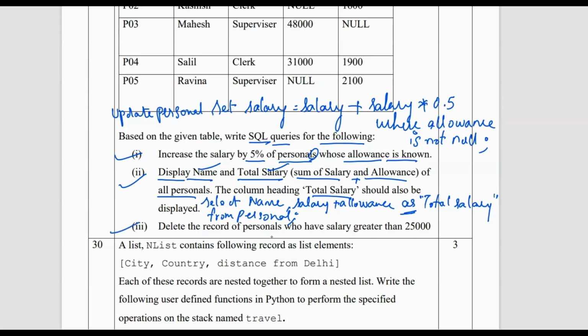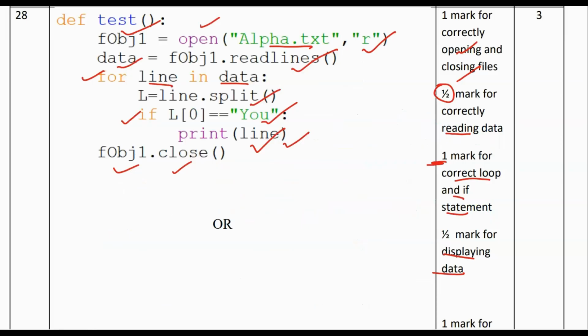Then the third question: delete the record of personals who have a salary greater than 25,000. What is the name of this command? The delete command. You should write delete from table. The table name is personal. Delete from personal. Use the where clause, where salary is greater than 25,000, and put the semicolon. Don't forget to put the semicolon. Let us see it in the marking scheme also.